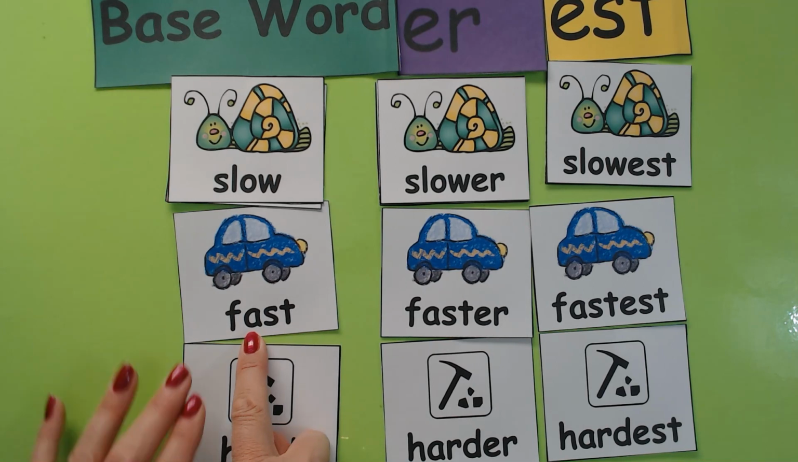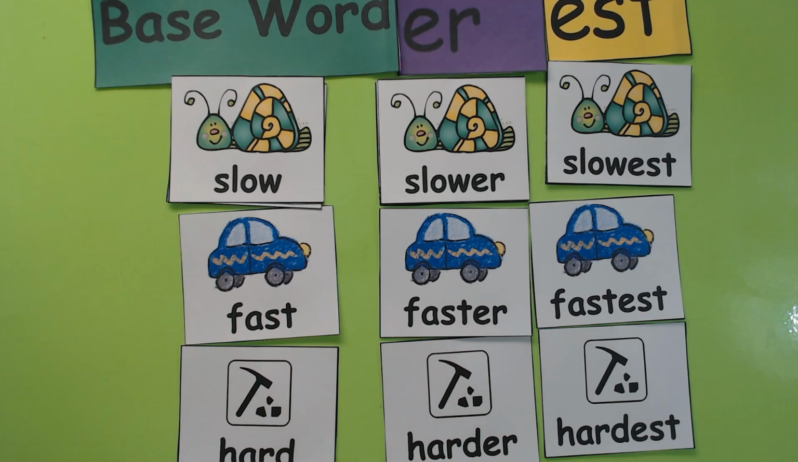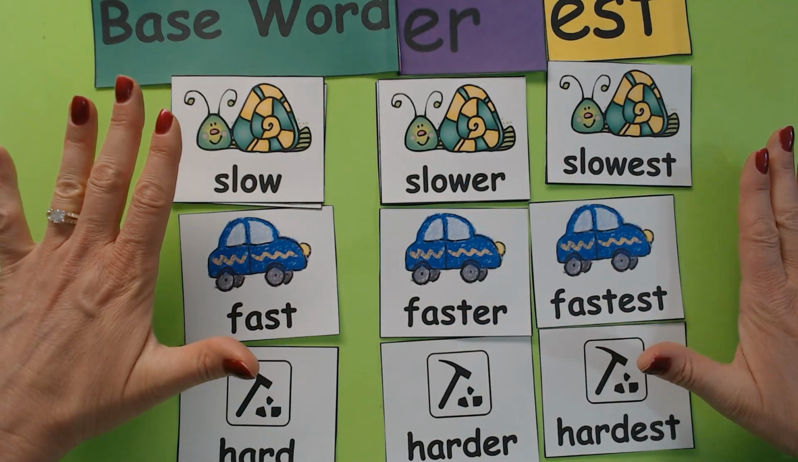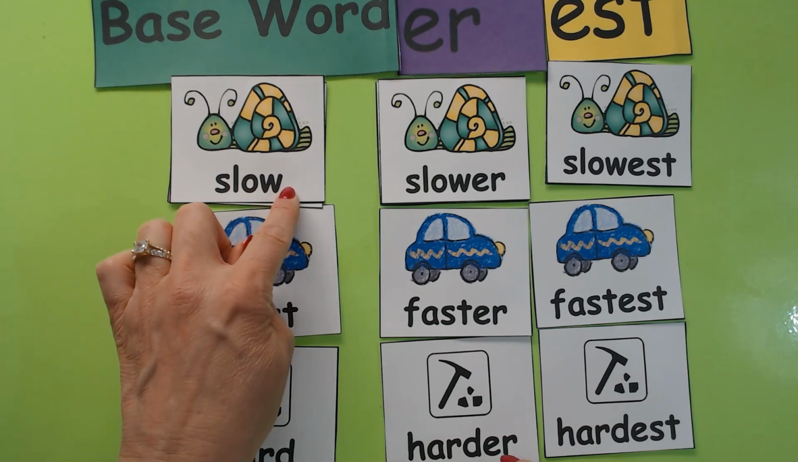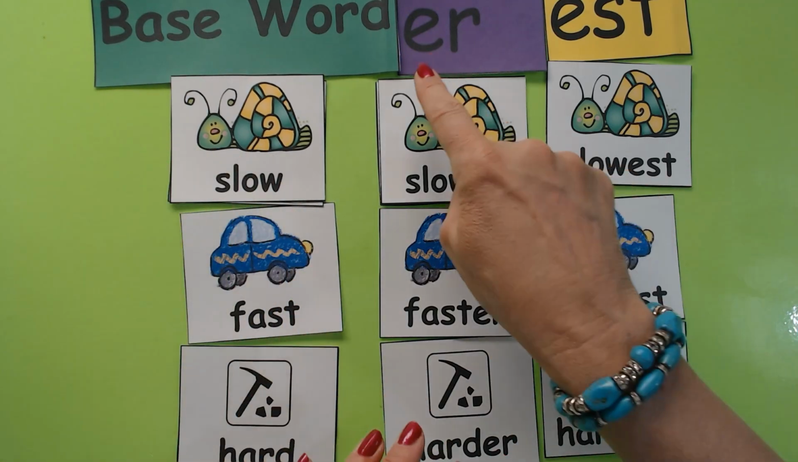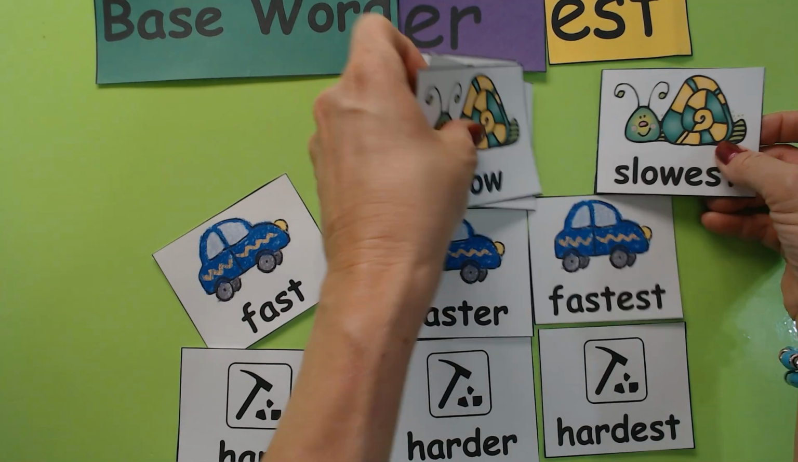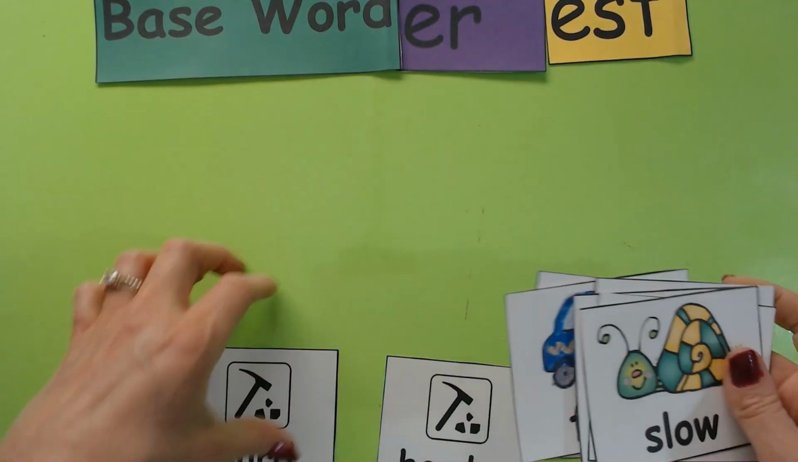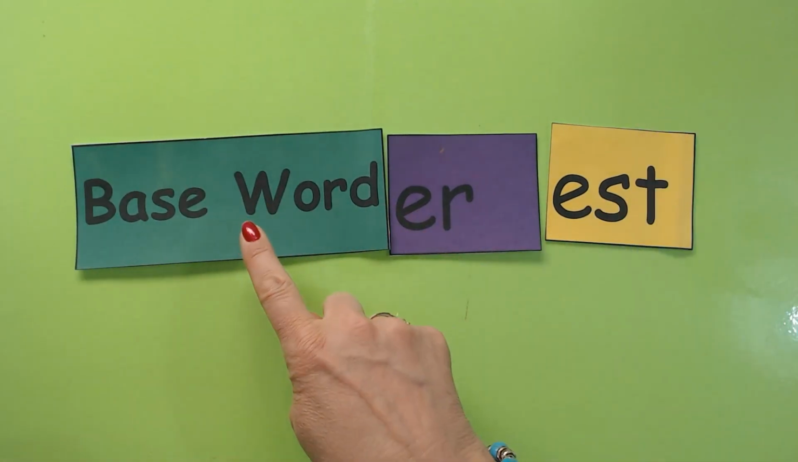This car's fast, faster, fastest. Hard, harder, hardest. These are like normal words. When the base words do not end with an E or a Y, it's easy. You just add the ER and the EST. But guess what? We're going to be learning what we need to do in order to add ER and EST to a base word when that base word has a Y at the end.